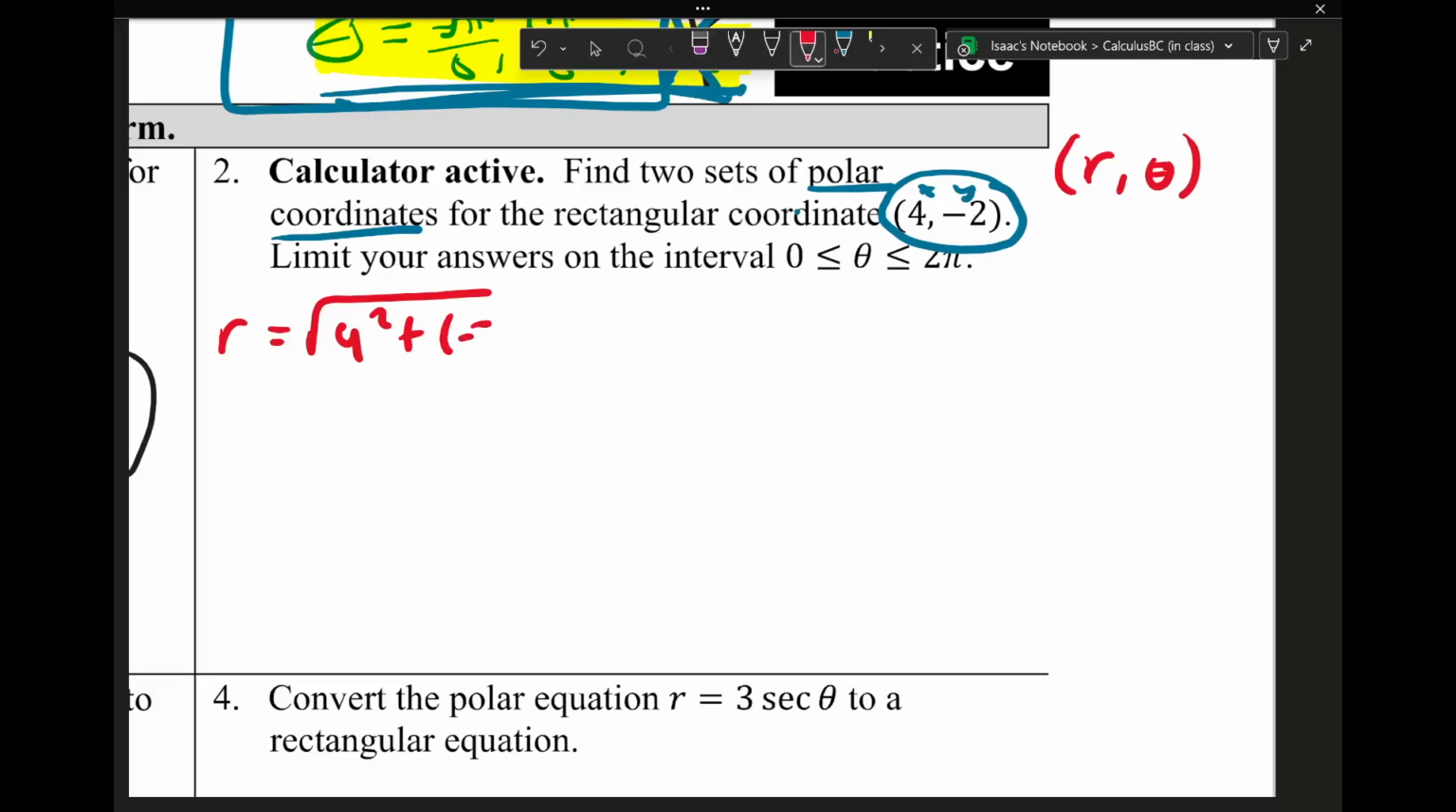So hopefully you did something like this. 16 plus 4 is 20. I'm just going to leave this the square root of 20. You could break down the square root of 20 into 2 square roots of 5, but I'm just going to leave it the square root of 20. And the other thing I need is theta. So if I have x, y, how am I supposed to know theta?